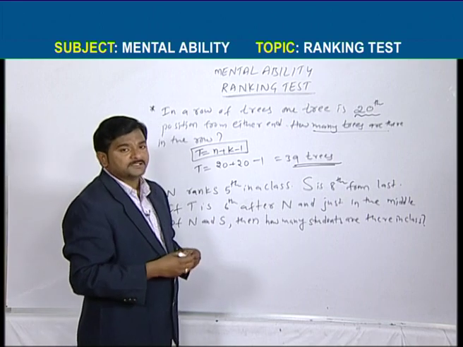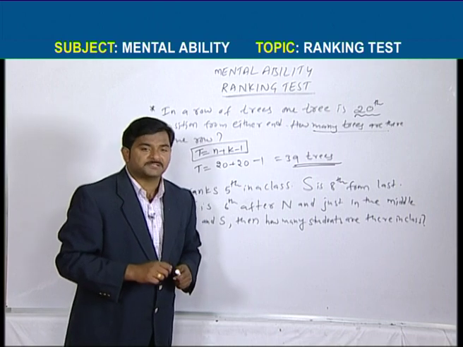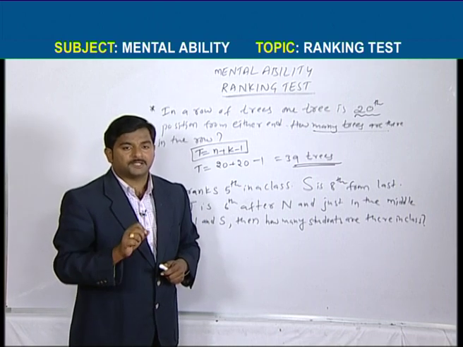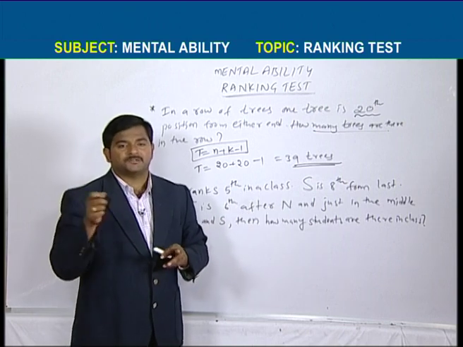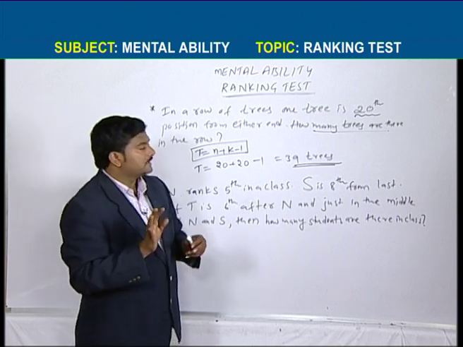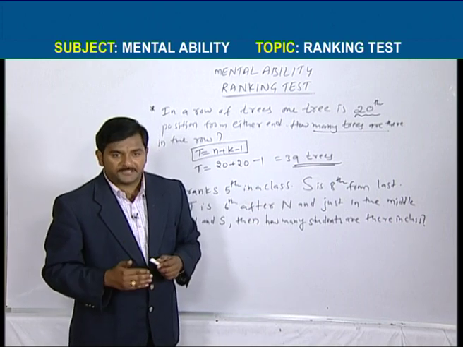If 39 trees are there, then only the given condition is possible. What is the given condition? One tree is at the 20th position from either end. So 20th position from the left, 20th position from the right. So that is possible only if the total number of trees in that row is 39.